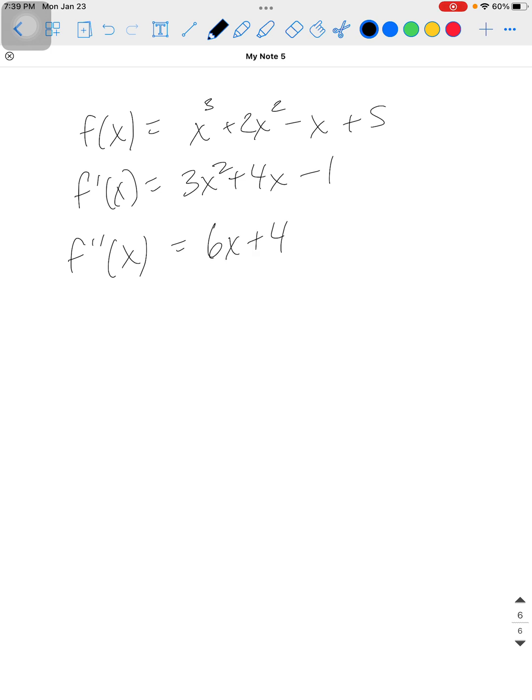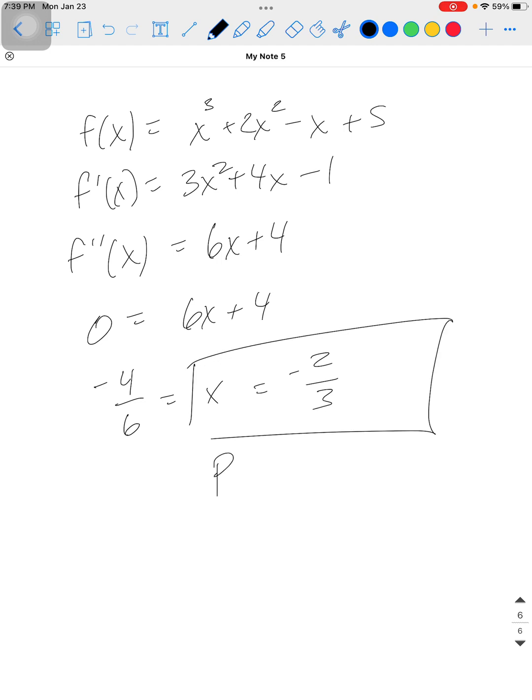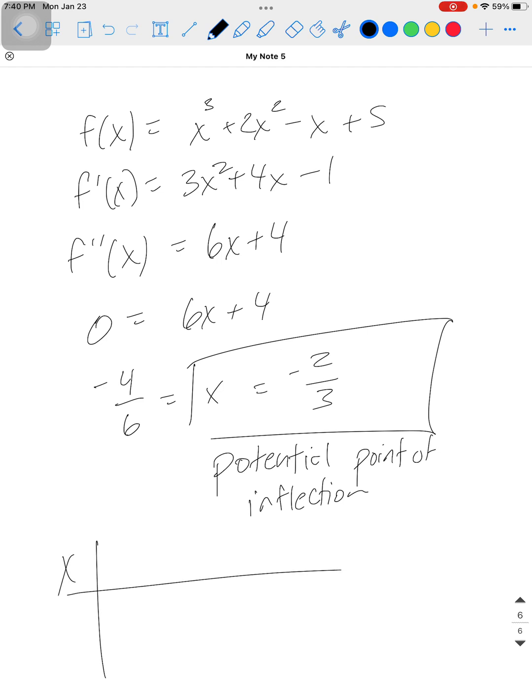All right. So if you set the second derivative equal to 0, you very quickly get x equals negative 2/3. This, according to today's lesson, is a potential point of inflection. I don't want to graph it, but I want to verify, is it actually a point of inflection? So I mentioned it last time at the end of my video. Same thing here. What we can do is a quick number line graph.